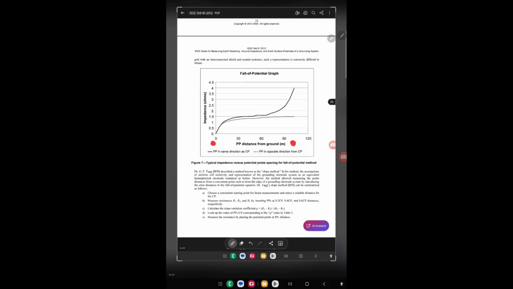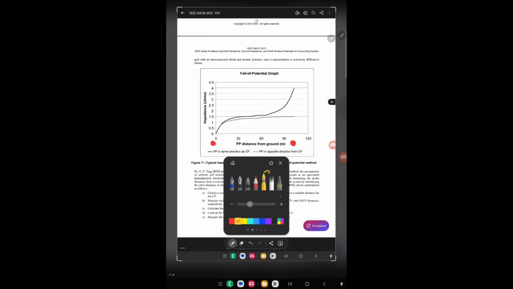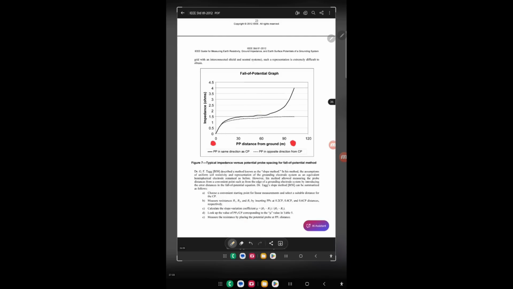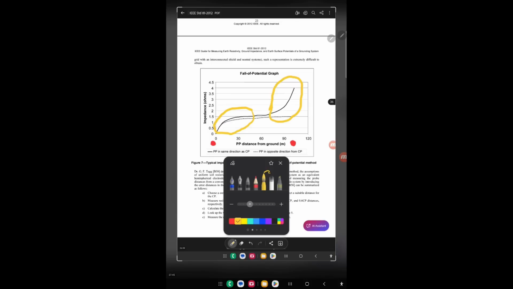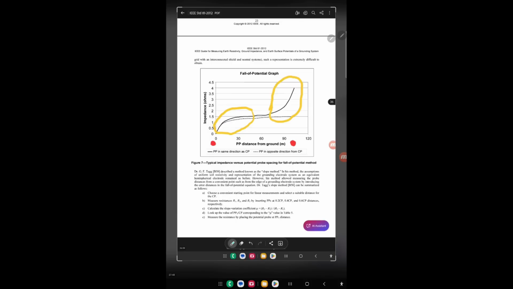They tell me, notice that here we have a slope. Here we have a slope. And here we also have a slope. But this area has no slope, it is parallel to the x-axis. And they tell me that in this area, notice that the number 60 is here, approximately 62%. They say measure, you start placing the measurement pin.